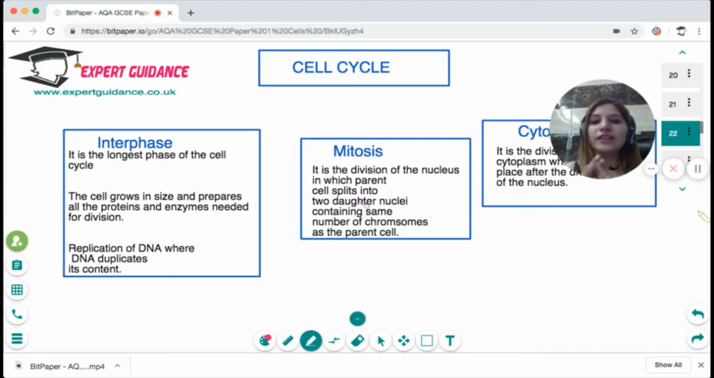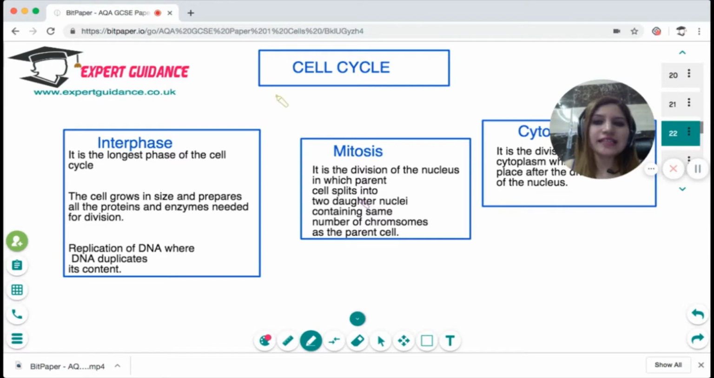I hope the movement of substances in and out of the cell is clear to you. Now we need to do the next thing. We know the cell performs its function, but the cell has to divide. Why does the cell need to divide? For reproduction, growth, and repair. Now, how does the cell cycle take place?